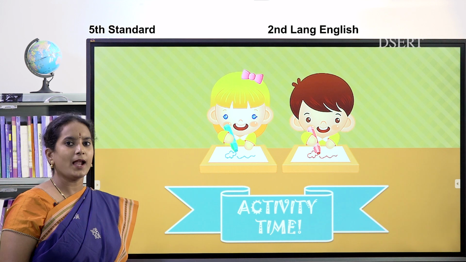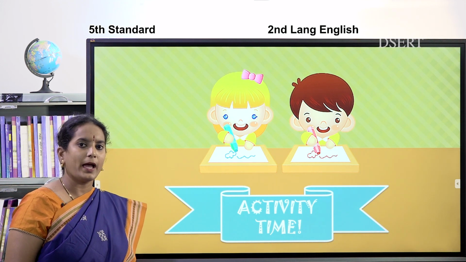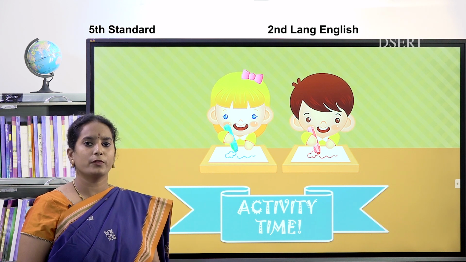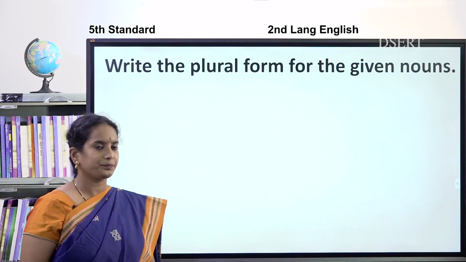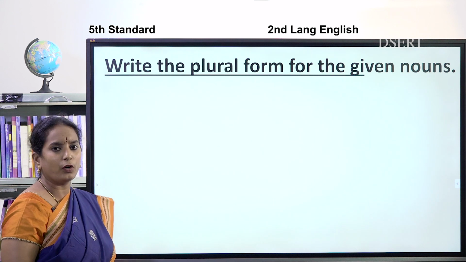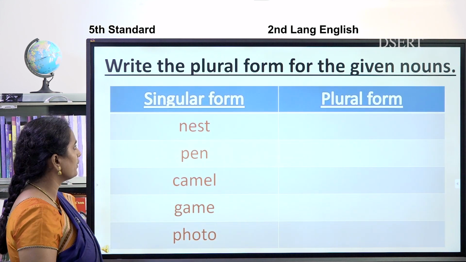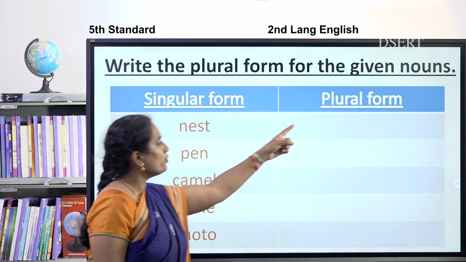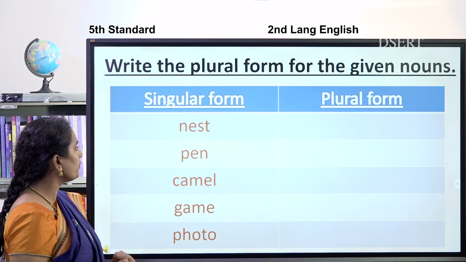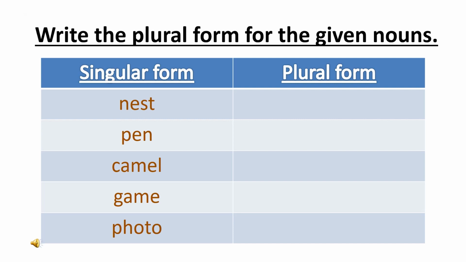Now, here is again an activity time related to singular and plural nouns. I am going to show you some words and you have to tell me the plural form for the words. Shall we start? Write the plural form for the given nouns. Now, here is the table. Here I have given you the singular form and now you have to tell me the plural form. What are the words? Nest, pen, camel, game and photo. Now come on children, try to make plural forms for these given words.